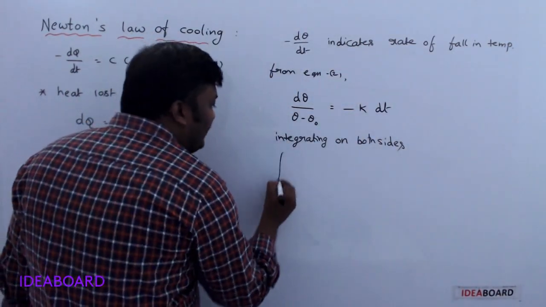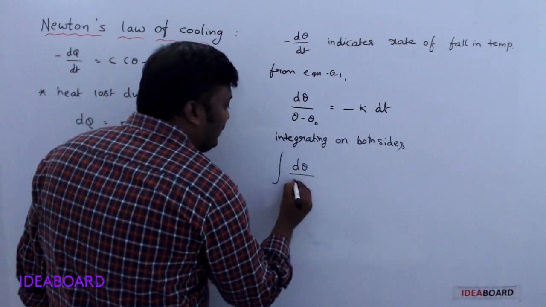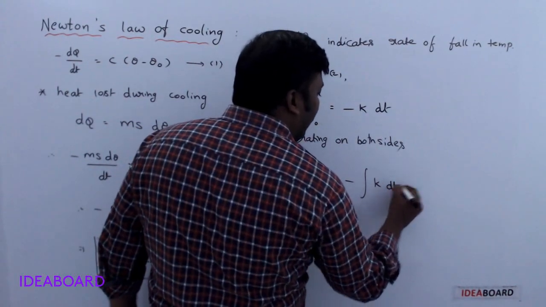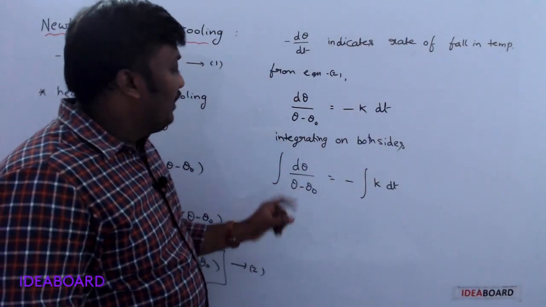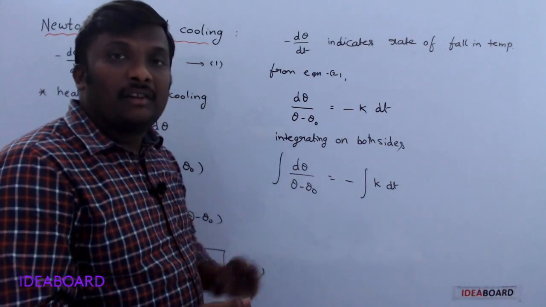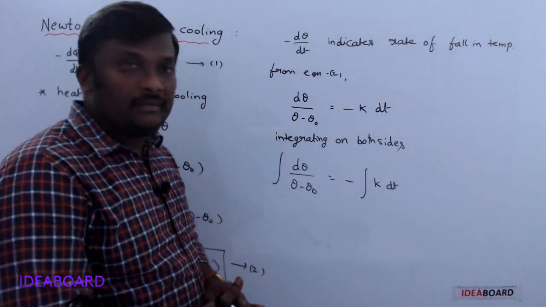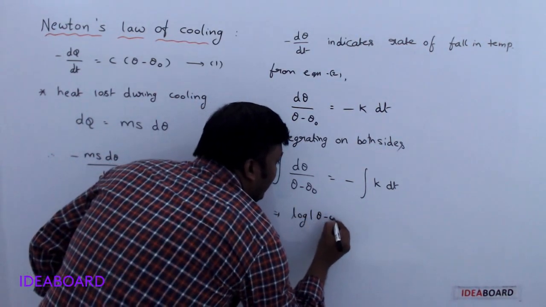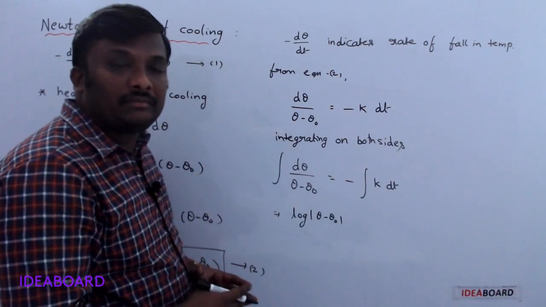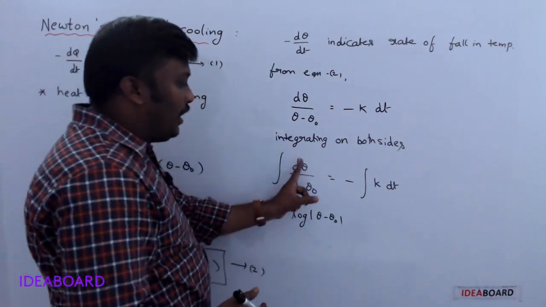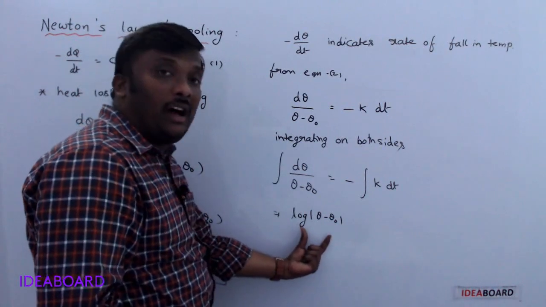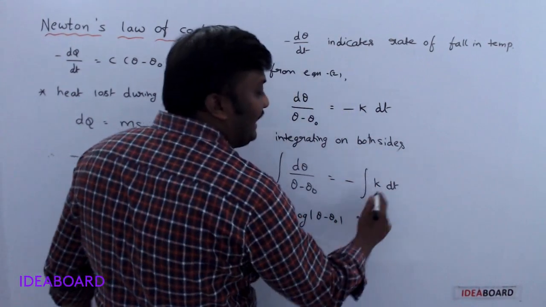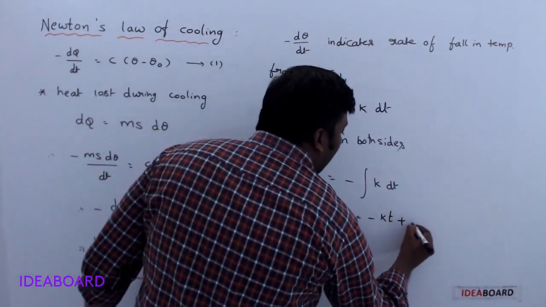If you integrate on both sides, then integral d theta by (theta minus theta naught) is equal to minus integral k dt. Now we know the formula, integral 1 by x dx is nothing but log x. So the formula is log (theta minus theta naught). Understand? The integration of d theta by (theta minus theta naught) is nothing but log (theta minus theta naught). Here k is constant, it comes outside. Integral dt is nothing but t plus c.